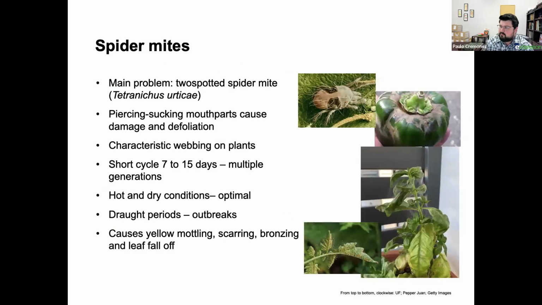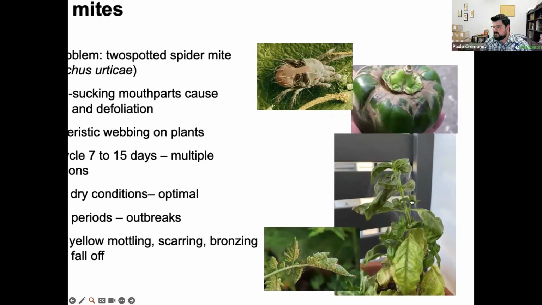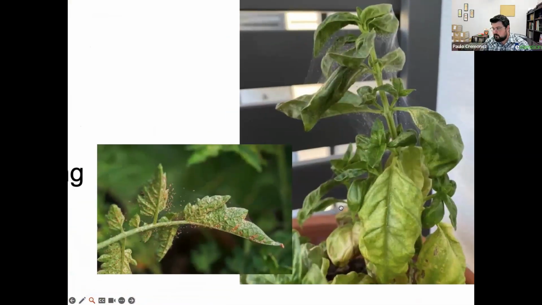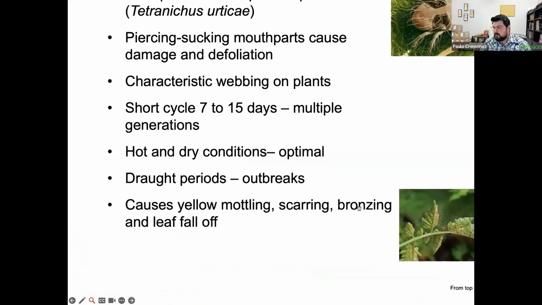Spider mites, the main problem in the spider mite world is the two-spotted spider mite. They can be very damaging, especially for seedlings. They do have piercing, sucking mouth parts and can cause damage and defoliation. So one of the characteristics is the webbing on the plants. Like in this example here, this is a late infestation of spider mites. So if you start to see these, then you do have a serious problem.